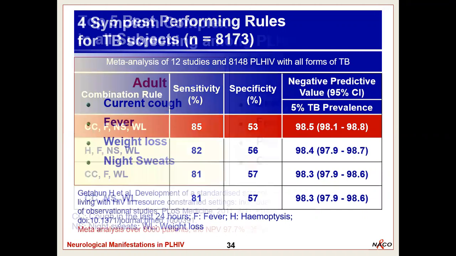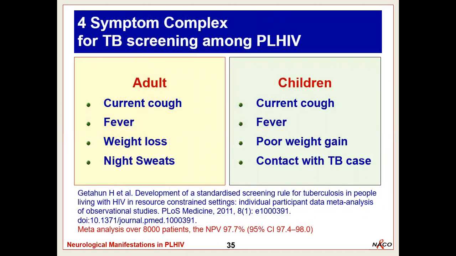Next slide, please. The 4 symptoms complex among PLHIV is a little different for adults and children. I am 100% sure that all of us know about it, but I'm going to quickly go through these now because we don't have much time. So adult, we have current cough, fever, weight loss, and night sweats. Children, current cough, fever, poor weight gain, and contact with a TB case. Next slide, please.